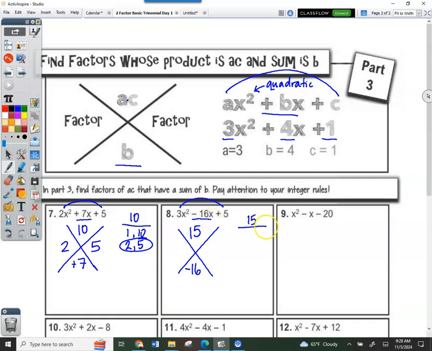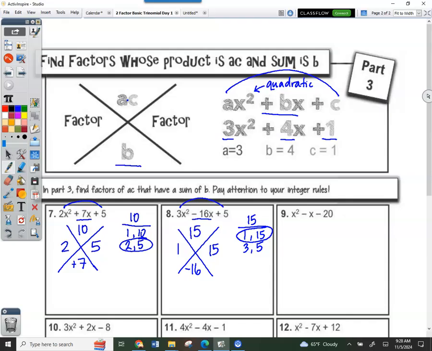Here we go. You got 1, 15, 3, 5. That's it, right? Oh my gosh. We need a combo to give us negative 16. First of all, 1 and 15 can somehow give me 16, right? Pick your numbers, then work with the signs. So we got 1 and 15. Now, here's where it starts to get tricky. It's got to multiply to give me positive 15, but it's got to add to give me negative 16.